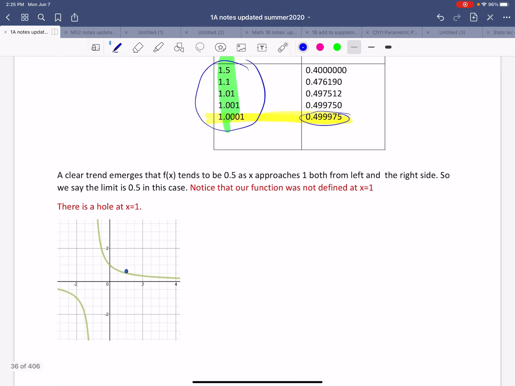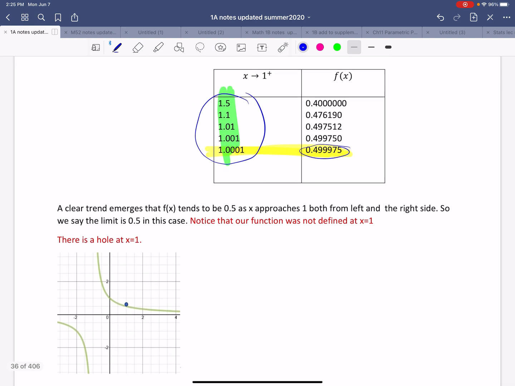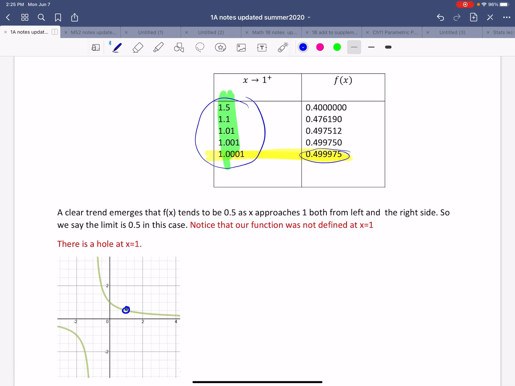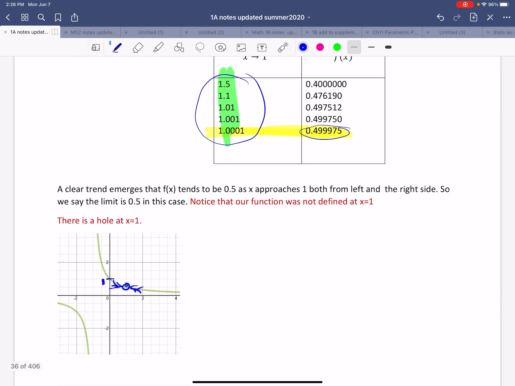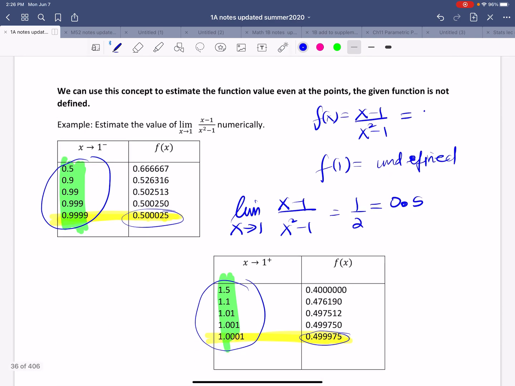Here's a graph of that above function with the hole at 1, and we can see that the y value is getting closer and closer to half as x is getting closer and closer to 1. Again, looking at the graph, we can say the limit as x approaches 1 of (x minus 1) over (x squared minus 1) is half, or 0.5.